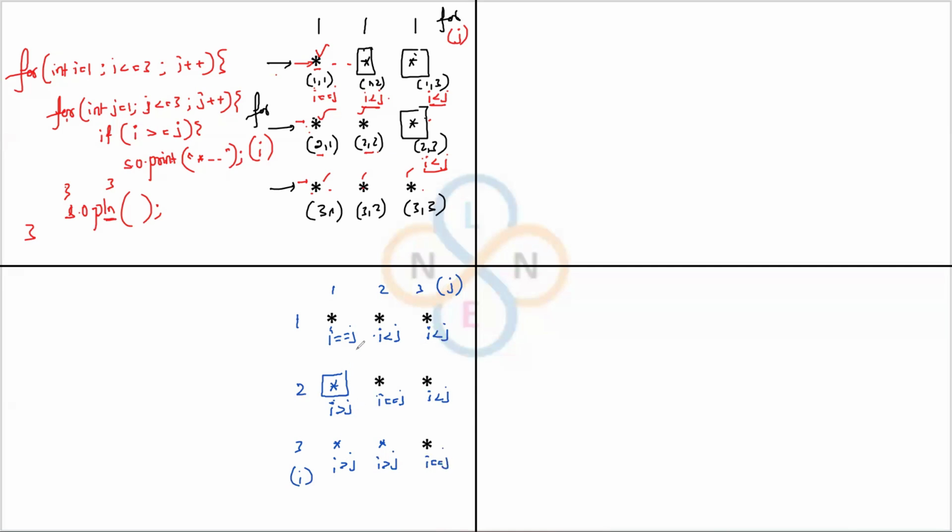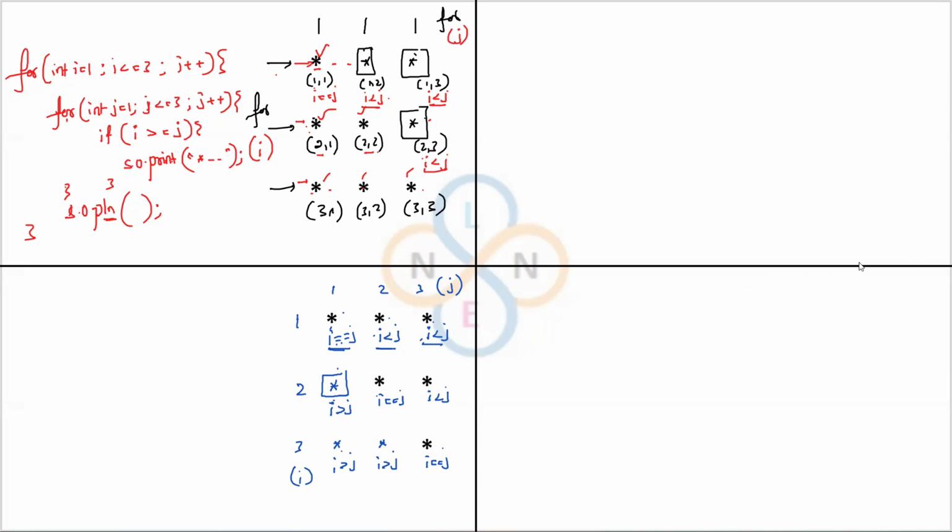Then what is the scenario here? When i is equal to j or i is less than j, we can combine these two, saying that when i is less than or equal to j, we have to print a star. When i is not equal and also not less than, it means when i is greater than j, what are we supposed to print? A space we have to print. Correct? That's the understanding of this.